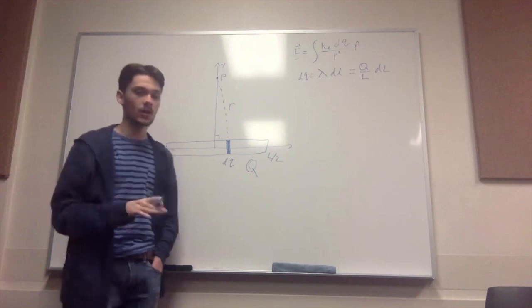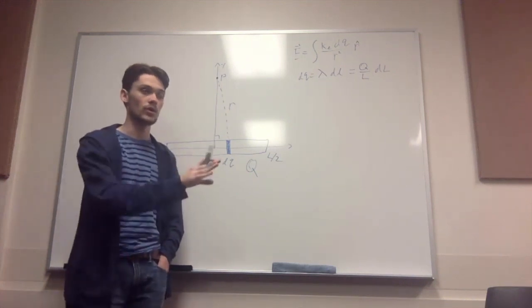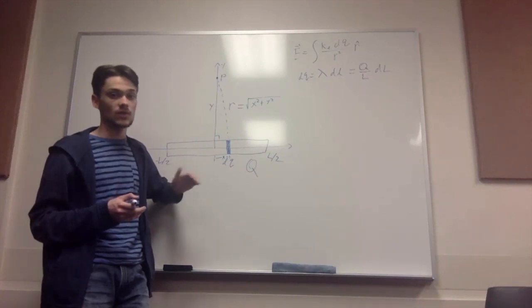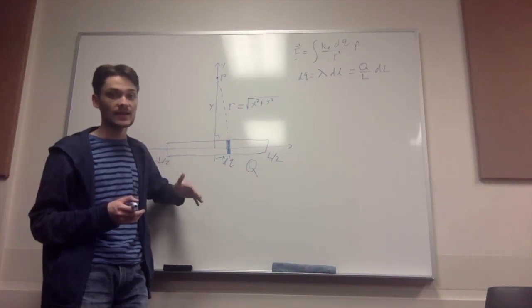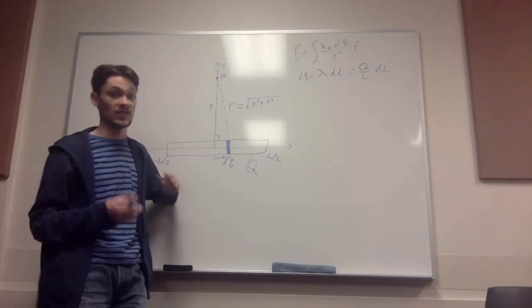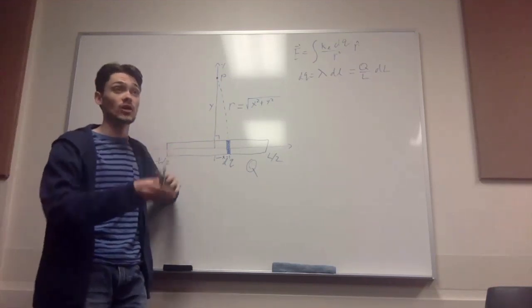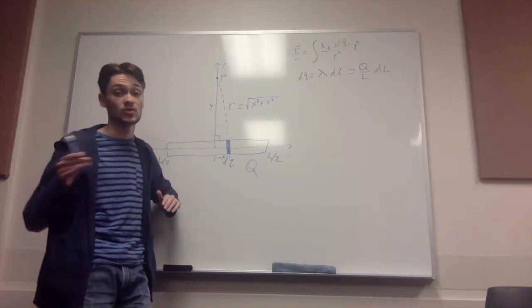Like I said before, r is going to be the distance between the point we're looking at and dq. Looking at this particular situation, we see that r forms a right triangle with the x and y axes, so we can define r as the hypotenuse of this right triangle, and using the Pythagorean theorem, we know that r is equal to the square root of x squared plus y squared.